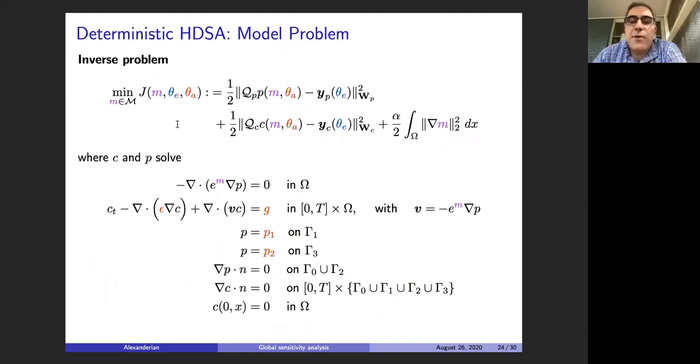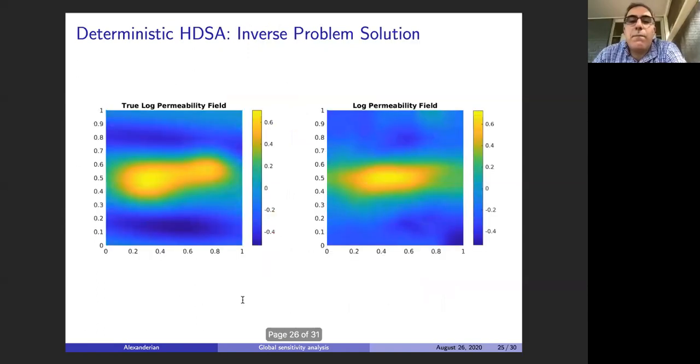So this is the inverse problem. As I said, we take measurements of pressure and concentration. So therefore, we have two data misfit terms. And there's the regularization operator. And this optimization problem is constrained by the governing equations. So, okay, here's the result of solving the inverse problem. Okay, yeah, we can solve the inverse problem. So this is the true log permeability field that we assumed, and this is our reconstruction of it.